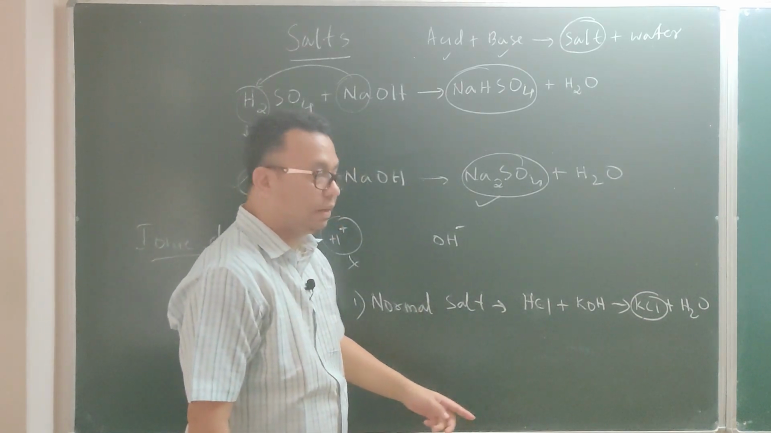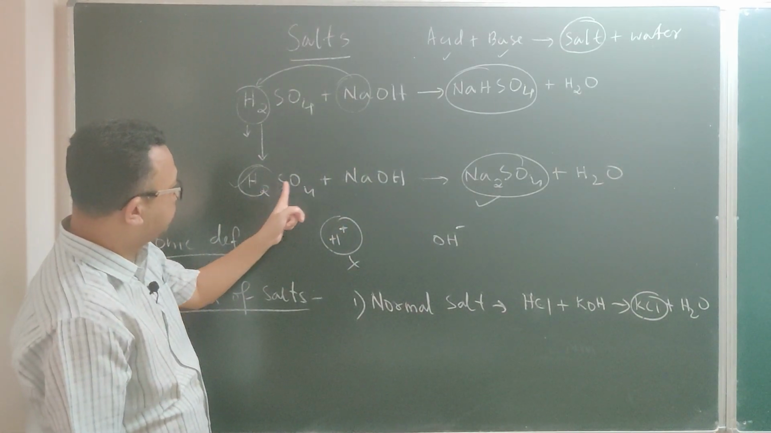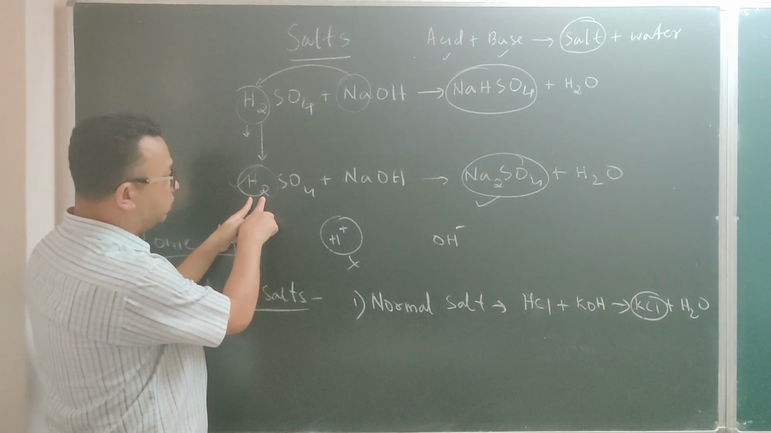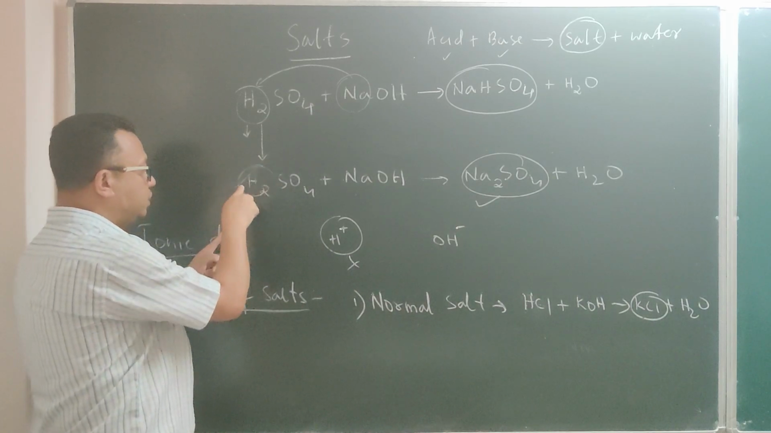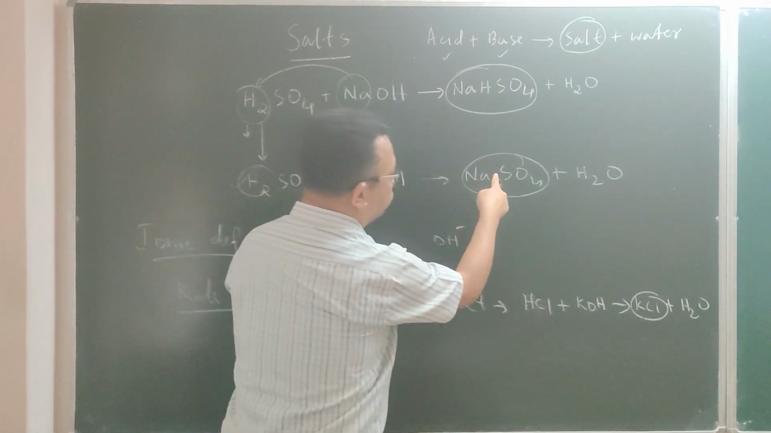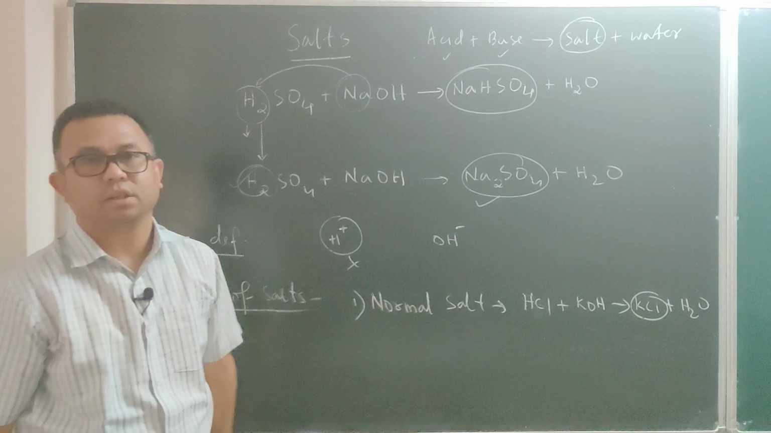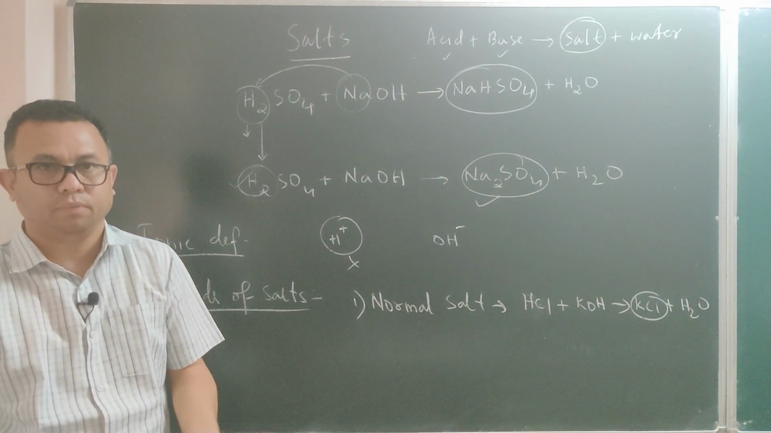Now let me show you the same reaction. Here same reaction I can show you, this plus this. But 2 hydrogen were there or 3 hydrogen are there, like in case of phosphoric acid there will be 3 hydrogen. When all hydrogen are replaced by this metal, then there is no trace of hydrogen. Then we can say such salts are normal salt.